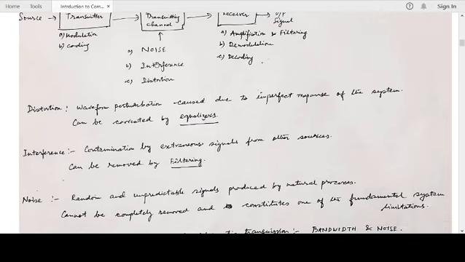Interference. What is interference? Interference is contamination by extraneous signals from other sources. Other human or non-human machine or atmospheric sources can have signals in the frequency band of interest. These are known as extraneous signals, and they can be removed in the receiver by something known as filtering.